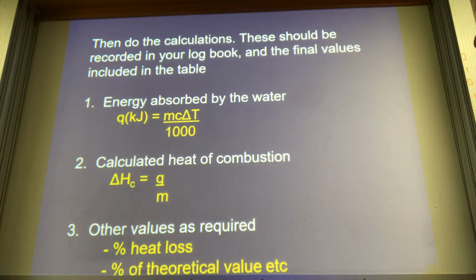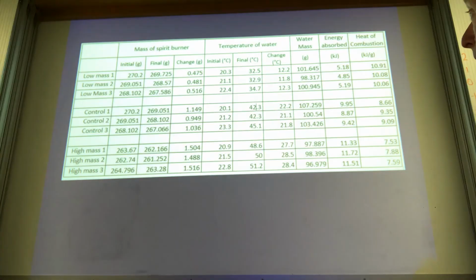Now, they're the calculations everyone will do. You'll do the calculations in your logbook and just include the final results that you calculate in your results table. Then your investigation may suggest that you calculate other things like percentage heat loss or the percentage of the theoretical heat of combustion, etc. That's up to your particular investigation. So then you'll include them in your table as I have here. That's the complete table that I would present.